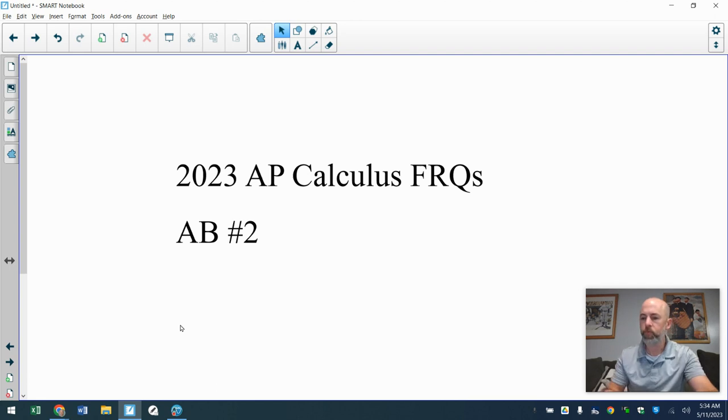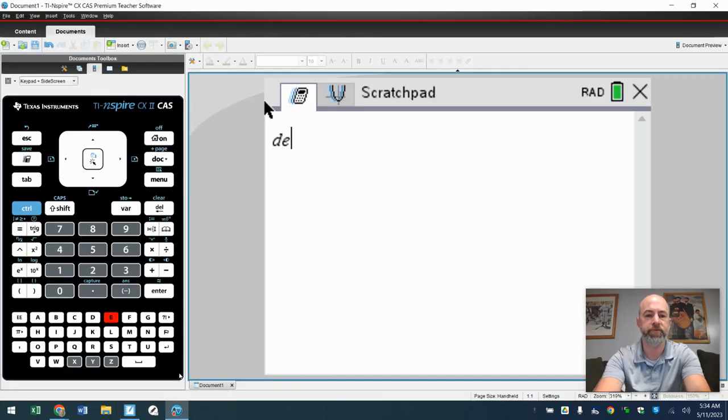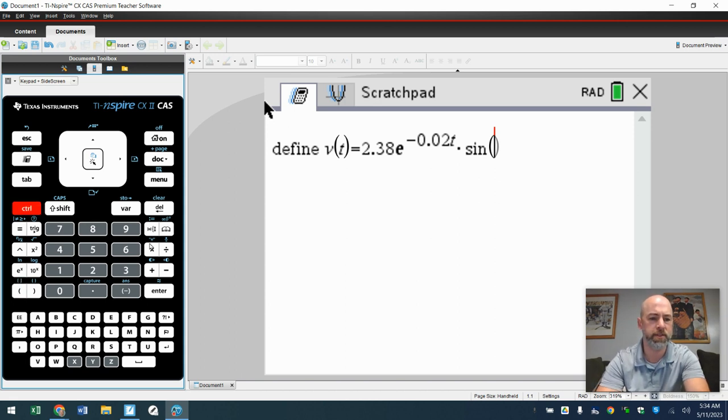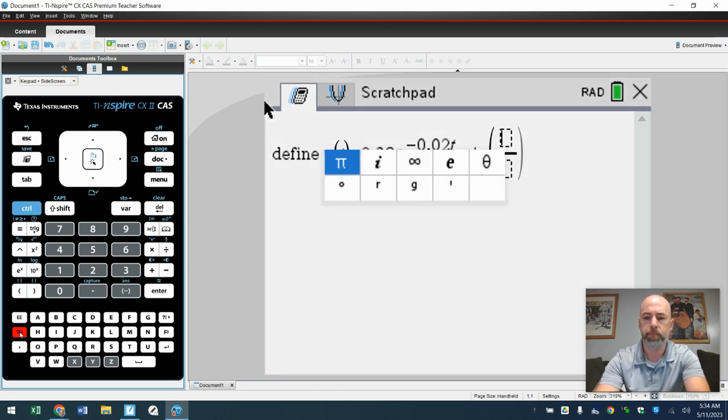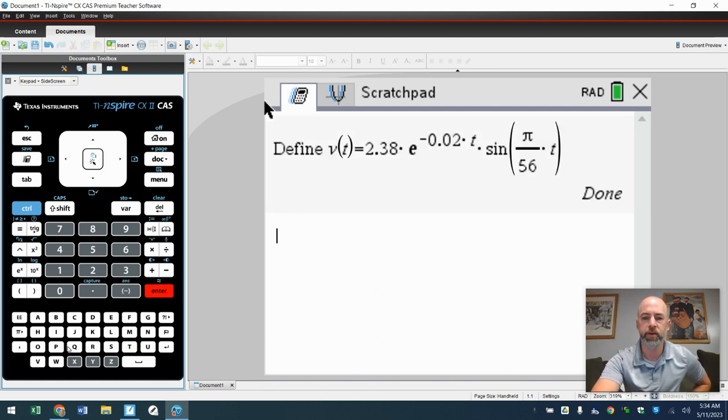Okay. So I'm going to start by going to my calculator and I'm going to store this function for v of t. So I'm going to define v of t to equal 2.38 e to the negative 0.02t, multiplied by the sine of pi over 56 t. Double check, make sure everything is in there correctly. 2.38 e to the negative 0.02 t, sine of pi over 56 t. That is all in there correctly.